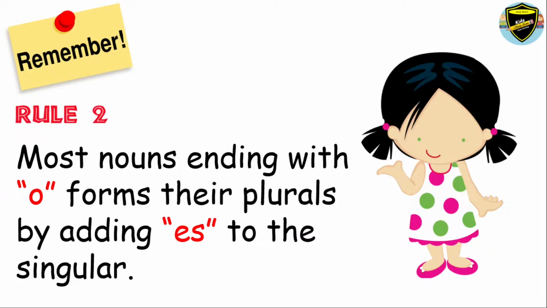Remember, rule number 2 says most nouns ending with o form their plurals by adding es to the singular. Children, here onwards you need to be very attentive because now the rules are going to change. Every time you cannot add s to the given noun and change it to the plural. Here, rule number 2 says, if the noun ends with o, you will add es to it to make the plural. Let's see some examples.